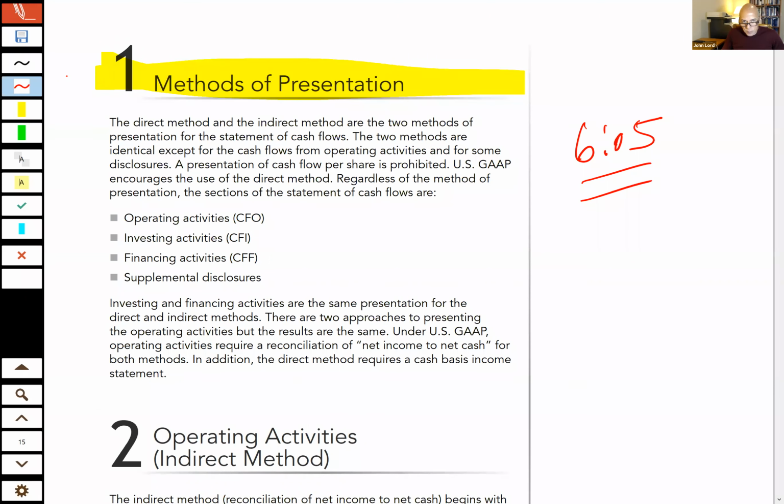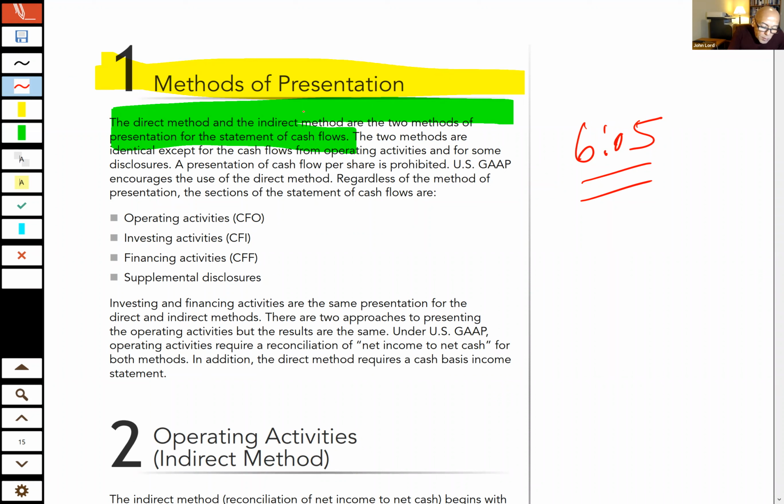And there are 2 methods that you can use. One is the direct, the other is the indirect method. Most companies use the indirect method, so that tends to be the heavier one that gets tested on the exam. But you could see 1 or 2 multiple choice questions that deal with the direct method. So we're going to spend some time looking at both methods here.